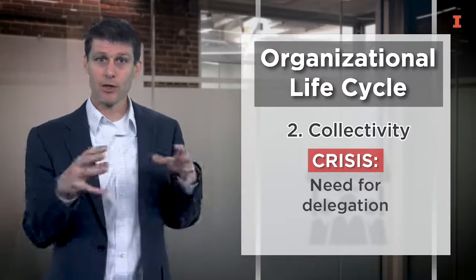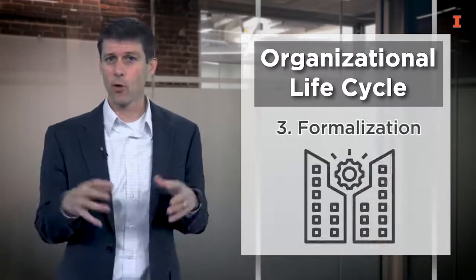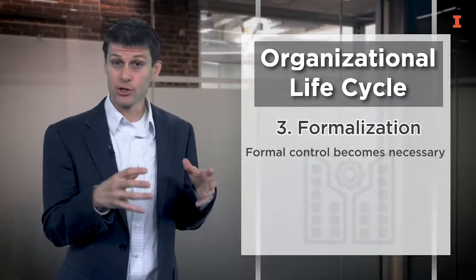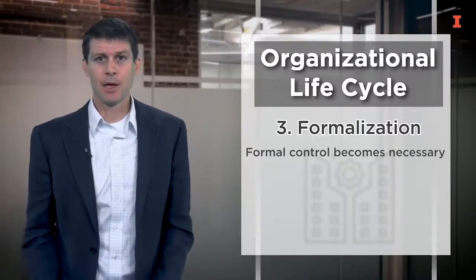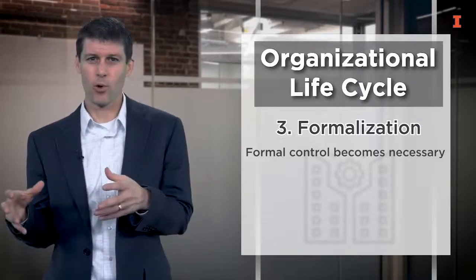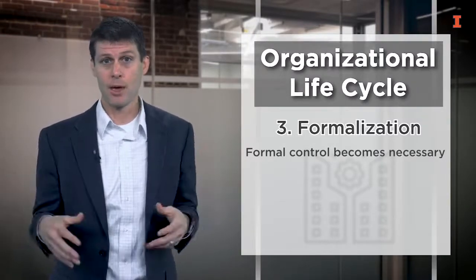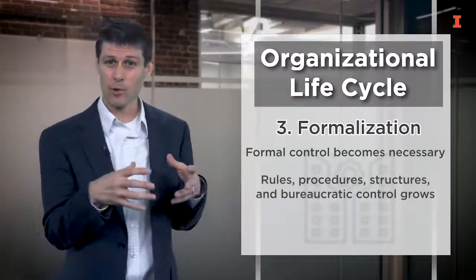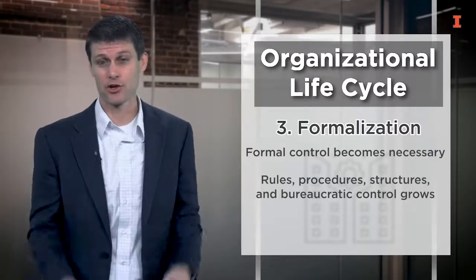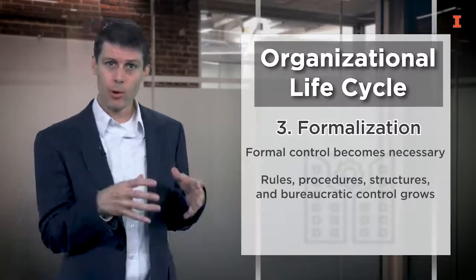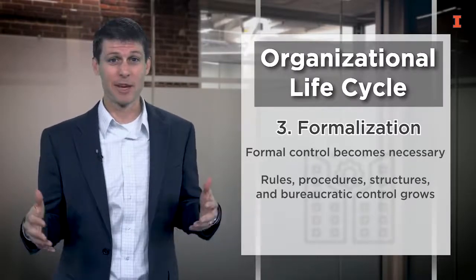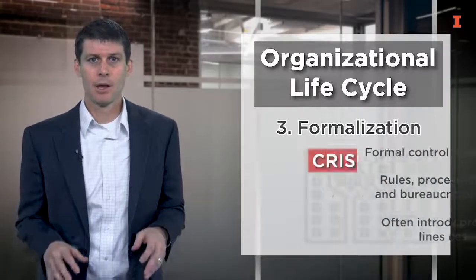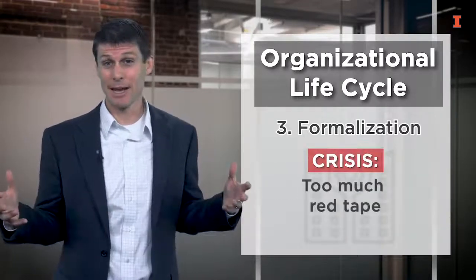So now we move into the third stage, and this is what we call the formalization stage of the life cycle. This is where more formal control becomes necessary. Even though we may have had some structure before, as the firm continues to grow, managers often institute rules and procedures and other type of formal structure and even bureaucratic control. You might see more formalized reward systems, and firms often begin to add new product lines or services at this point. The crisis at this point is too much red tape.